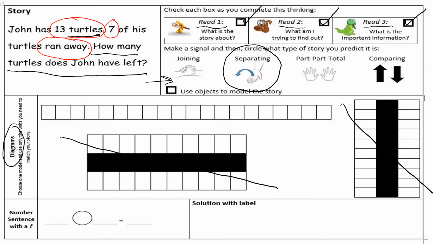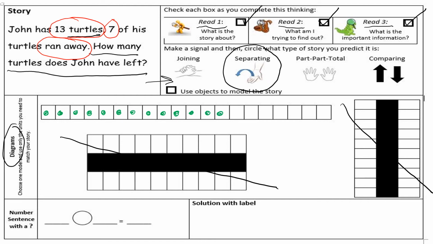So what I'm going to do first, and you can do this with 2 colors, you can do it with 1 color, whatever the child prefers, but I prefer 2 colors just so I can see the difference. So I'm going to look at what John started with. He started with 13. So I'm going to make 13 dots. So I have 1, 2, 3, 4, 5, 6, 7, 8, 9, 10, 11, 12, 13.